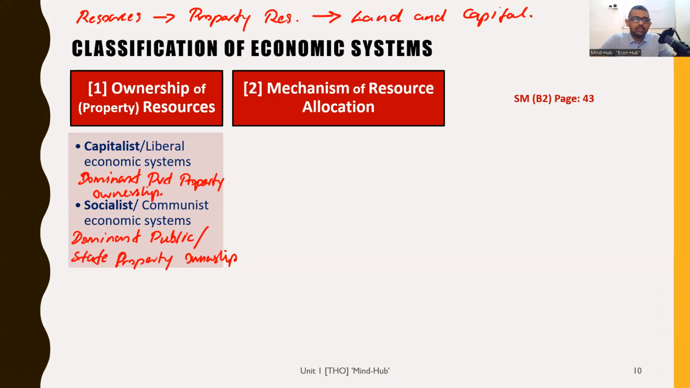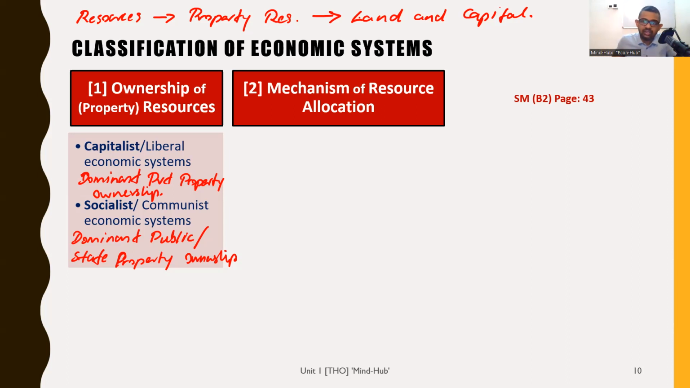Now, if you take real world examples, countries like USA, Canada and UK are generally good examples of capitalist systems. Now, USA can be identified as a market economy. That's a different classification. The same country can be a capitalist country and a market economy as well. But when we say ownership of property resources, the words we use are capitalist, socialist, liberal or communist. So USA, UK, Canada are examples of mostly capitalist-driven countries.